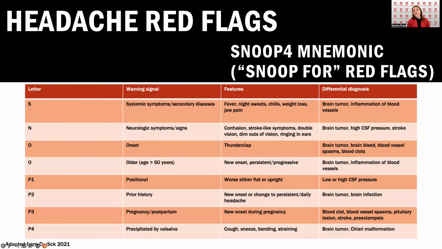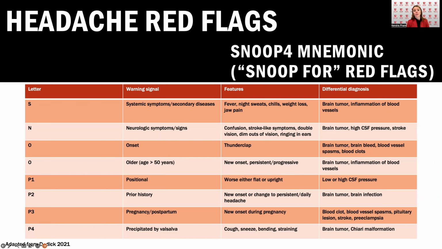So the headache red flags, the SNOOP-4 mnemonic is a great way to remember this. SNOOP for red flags effectively. So the S would be things like systemic symptoms, which means the whole body. So things like fever, night sweats, chills, weight loss, jaw pain. We would be worried about things like brain tumor or inflammation of blood vessels with those symptoms.